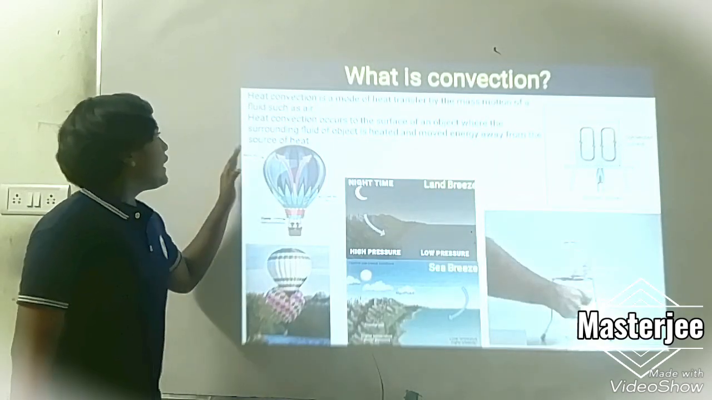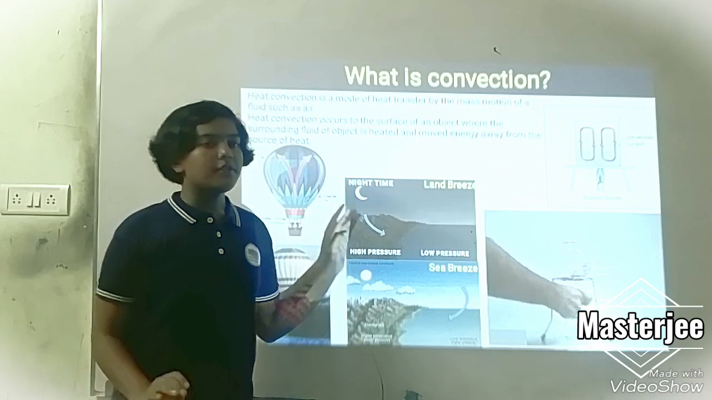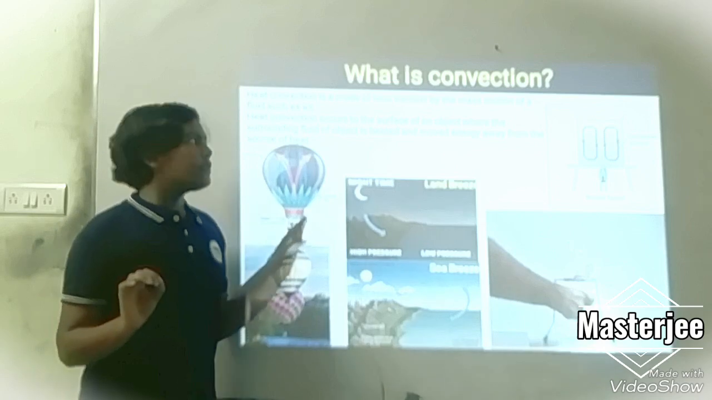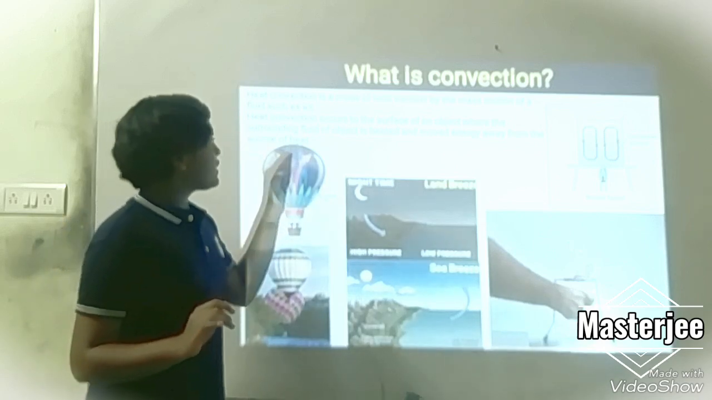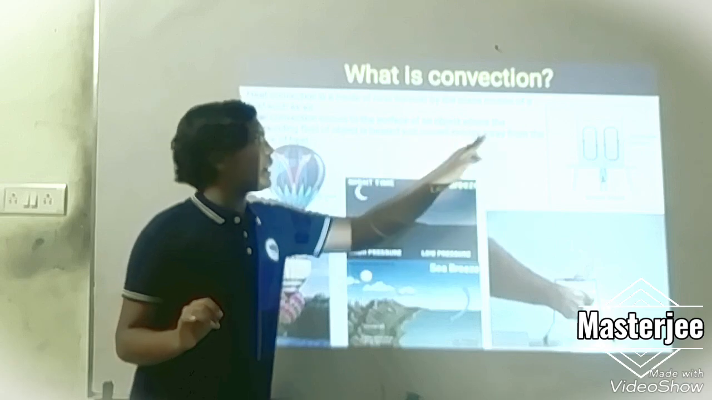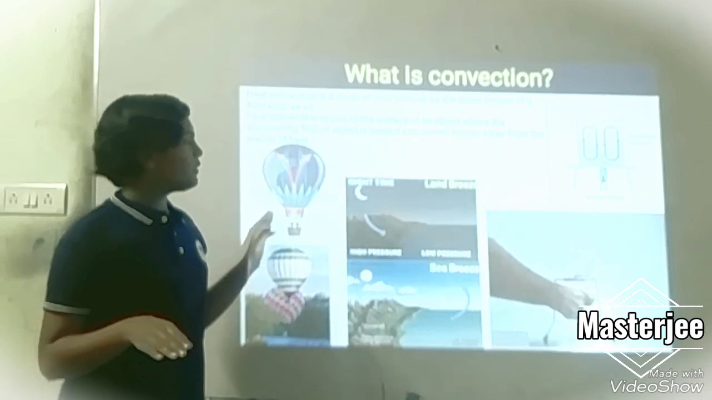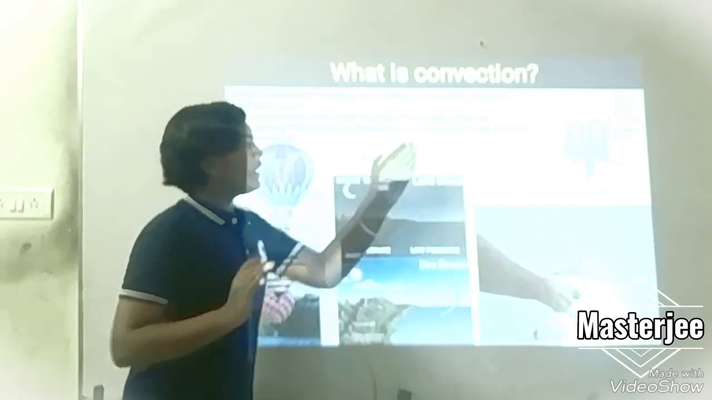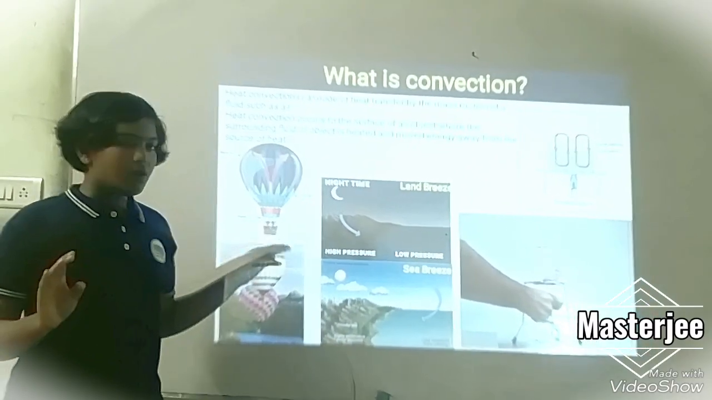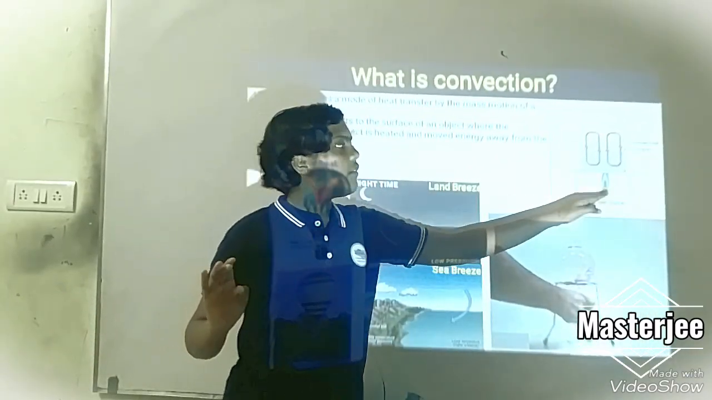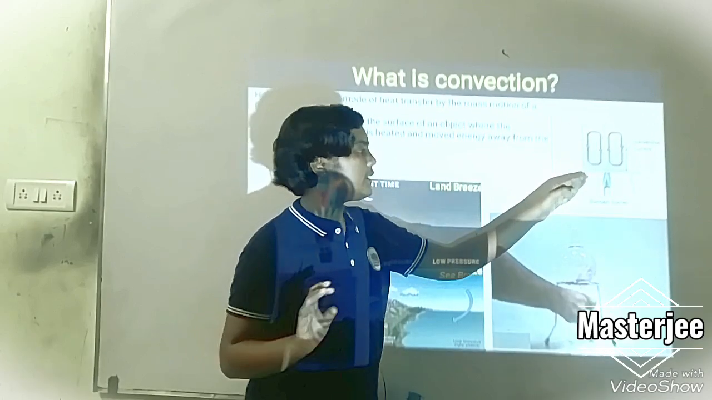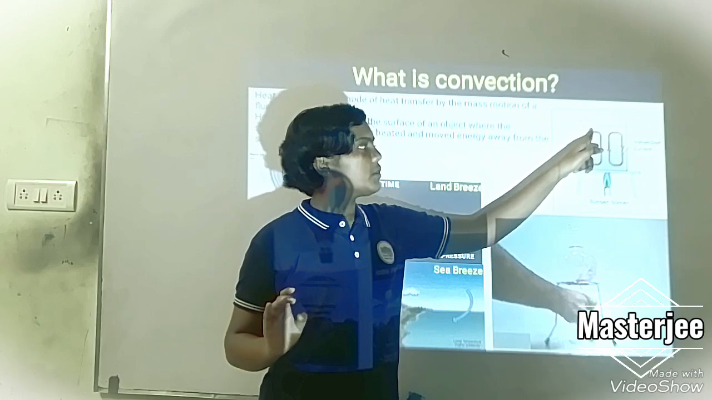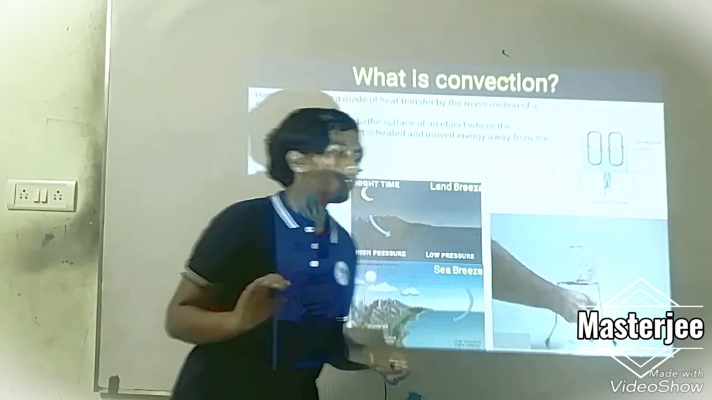What is convection? Heat convection is a mode of transfer of heat by the mass motion of fluids such as air. So air is a fluid. Heat convection occurs at the surface of an object where the surrounding fluid of the object is heated and moves the energy away from the source of heat. In this picture we can see when a container of water is heated, the particles near the fire go up and the particles which are cooler come down. Like this, the heating process occurs.